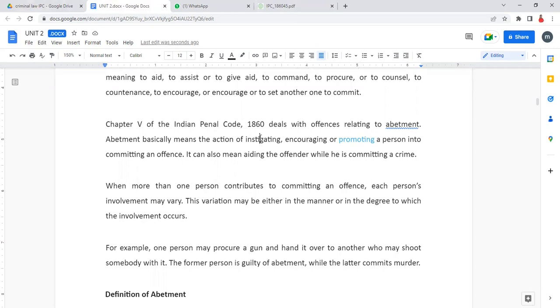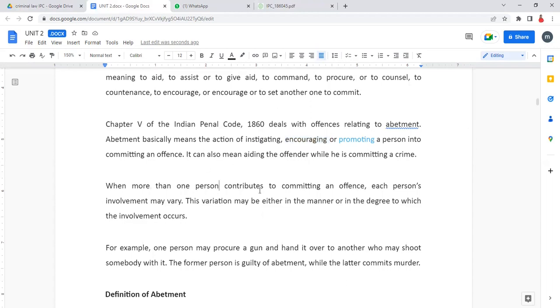Maybe another person is instigating the other one: why don't you do this? If I had been in your position, I would have done it like that. So it's nothing but instigating the other person, or maybe encouraging, telling them you should do this, you can do it like that, or it is promoting the crime. In either way, it is helping or assisting the other person to commit a crime.